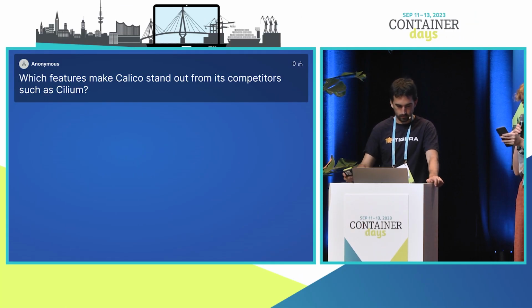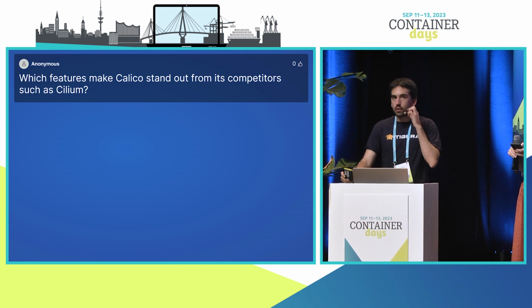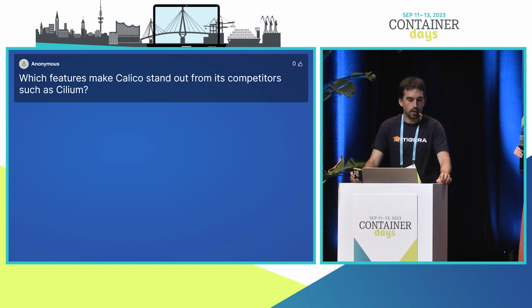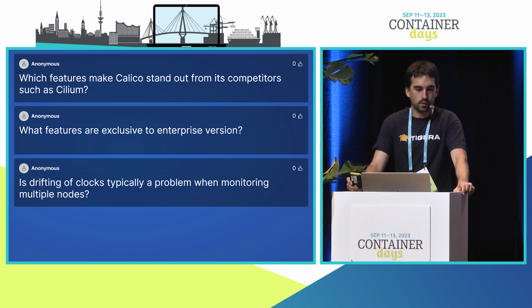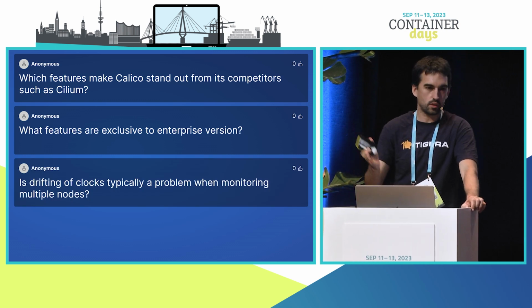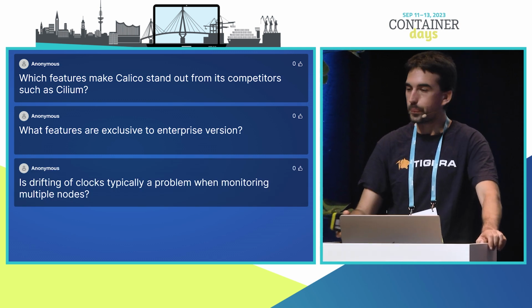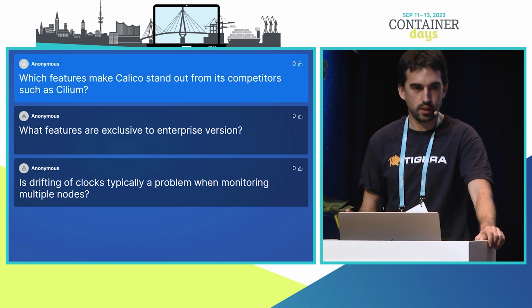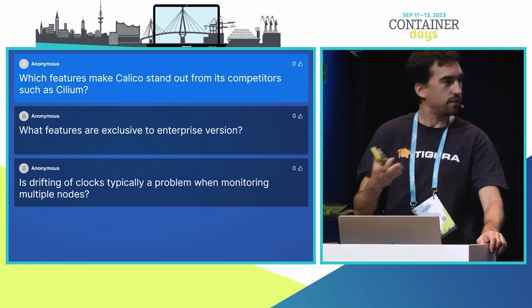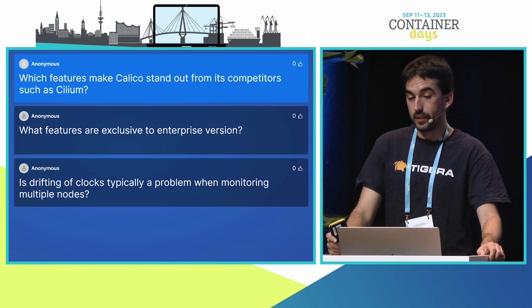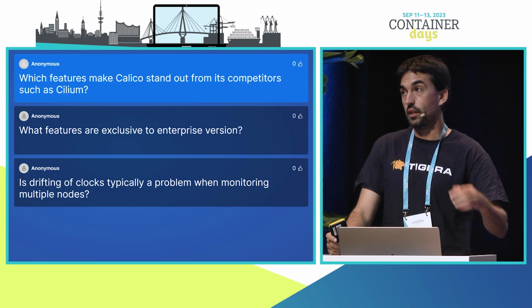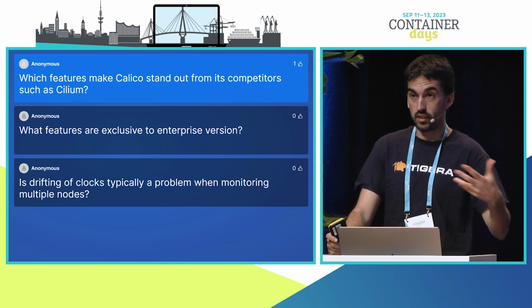Right. Which features make Calico stand out from its competitors, such as Cilium? And please keep your questions coming. Okay, so the main difference here is Calico is kind of a plug-and-play solution. So, for instance, you install your cluster with Calico CNI. It works, it's open source, but what if you want all the observability features I was saying, like the WAF, DPI, etc. If you choose Calico, you can just connect it to Calico Cloud, which is a SaaS offering.